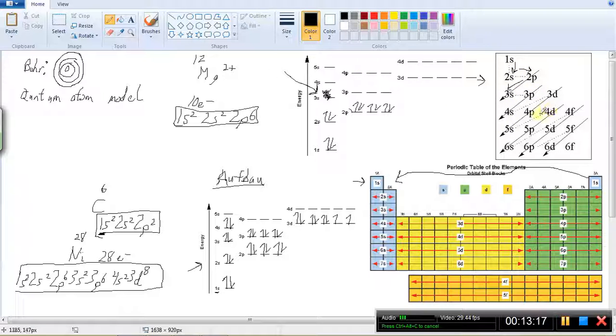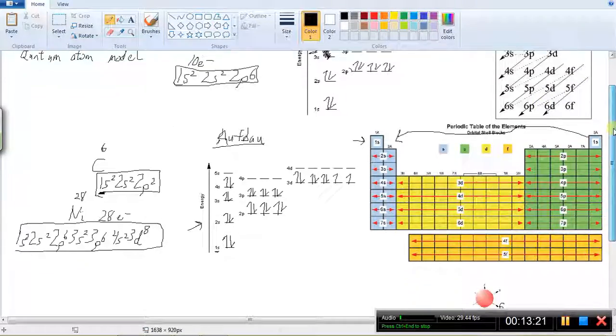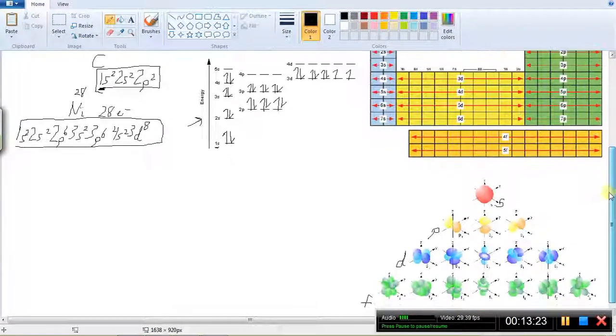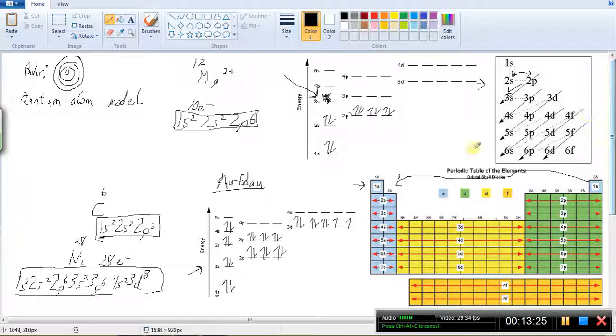Alright, I know that's a lot, and this is kind of a difficult topic, so if you need to, watch this a couple times, but that's the gist of it. And once you do a few, it's really not that hard, and it's kind of fun to fill in the arrows and then write out the electron configurations.